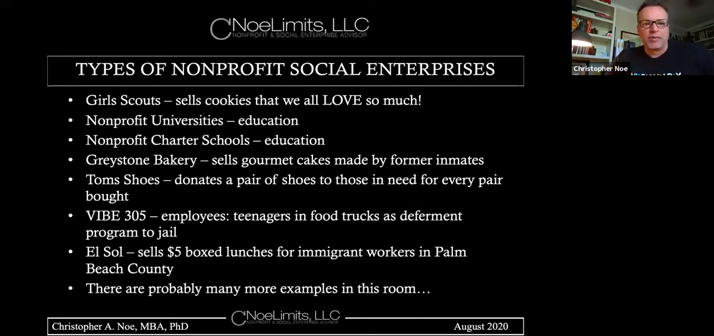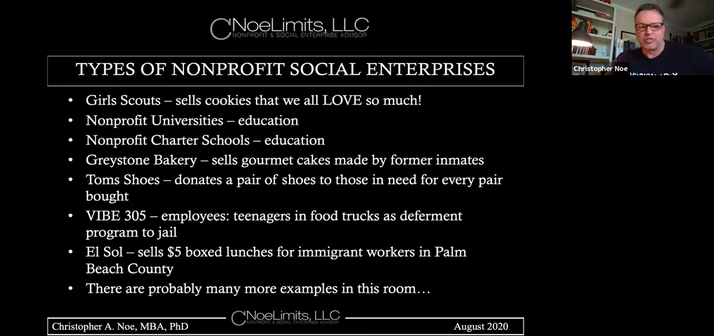So I'm going to go through a couple of these. I'm not going to go through all, but some of these you've heard of. Tom Shoes, many of you have probably heard about that. This guy Blake started, not a guy named Tom, but Tom is short for tomorrow, and it's a whole philanthropy that he envisions. But you buy a pair of shoes and a pair is donated to a group of people in need. 5305 is an amazing gourmet food truck in Miami-Dade County, doing some amazing work with young people who, instead of sending them to jail, it's a deferment program for kids, for minors.